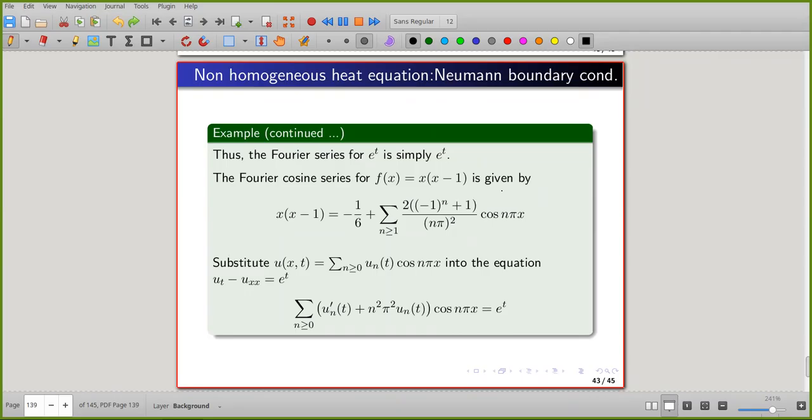Okay, so this is the solution that we are looking for, and we substitute this into this equation, so we get this.